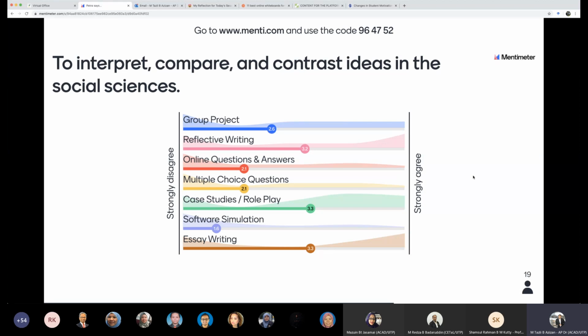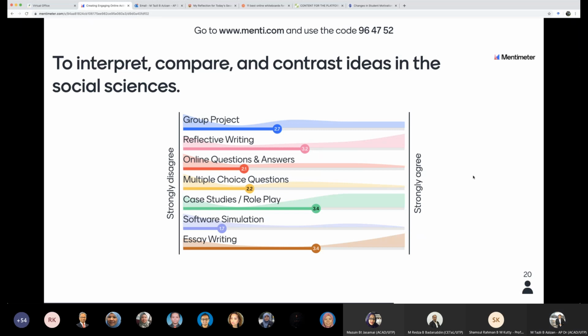For example, like here, you can give statements to your students and then ask your students to rate those particular statements. And then you can see whether the students are actually responding correctly or not, or whether the majority have a problem understanding this. So this is also part of the formative assessments that we could use by using Mentimeter.